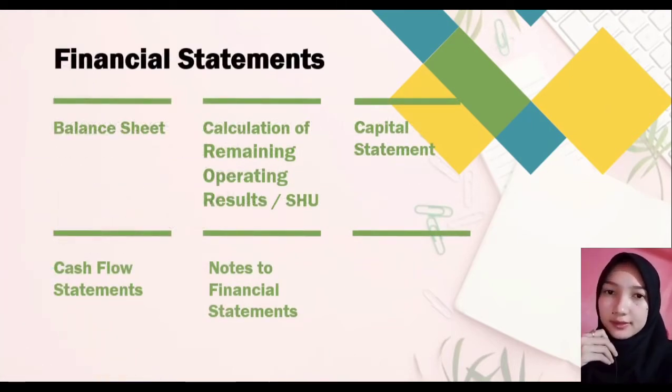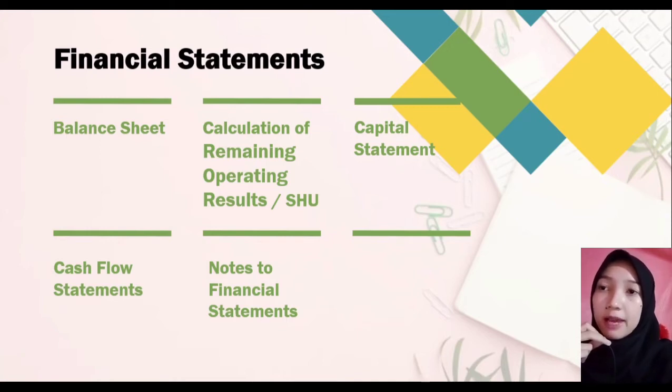Next, based on the regulation of the Minister of Koperasi and UMKM, Chapter 3, the real sector of cooperatives must present a financial report that is published at least 1 month before the annual member meeting or RAT is held, in the form of balance sheet, calculation of business result or SRO, capital statement, cash flow statement, and the last, notes to financial statement.